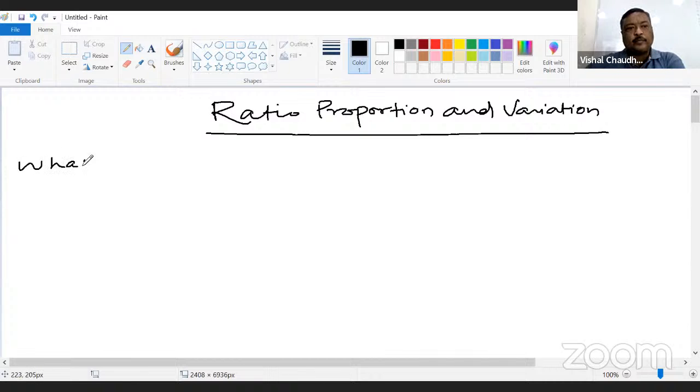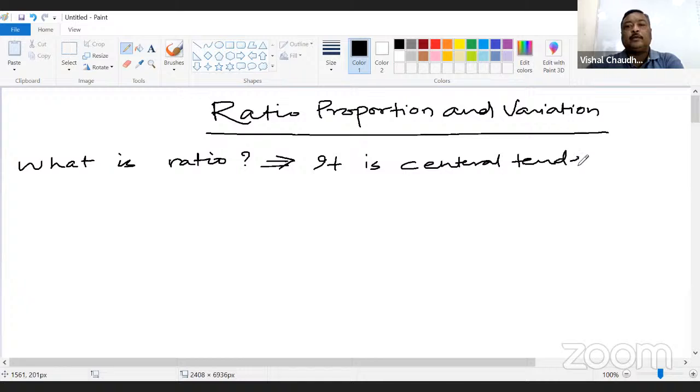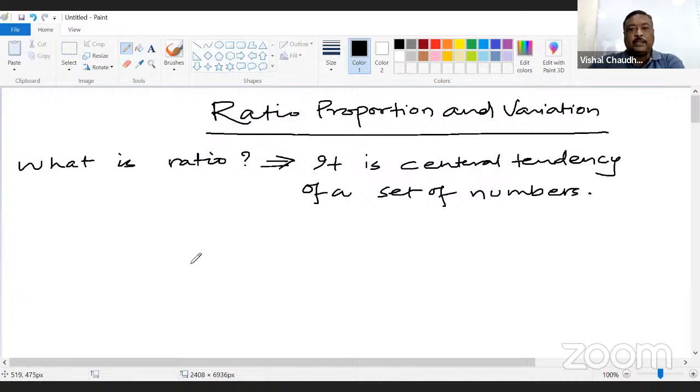Now, what is ratio? Ratio is central tendency of a set of numbers. Now, what do you mean by central tendency?